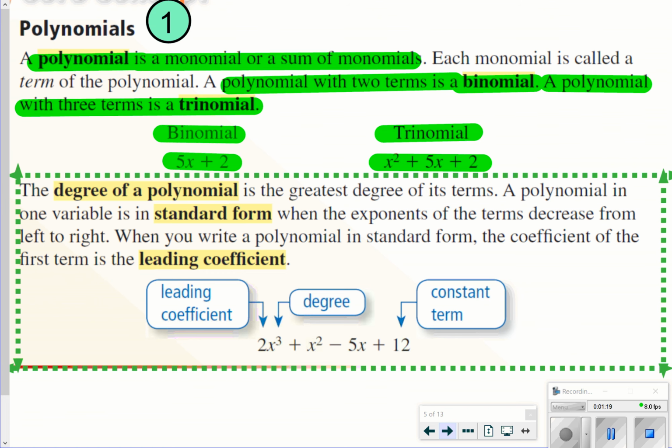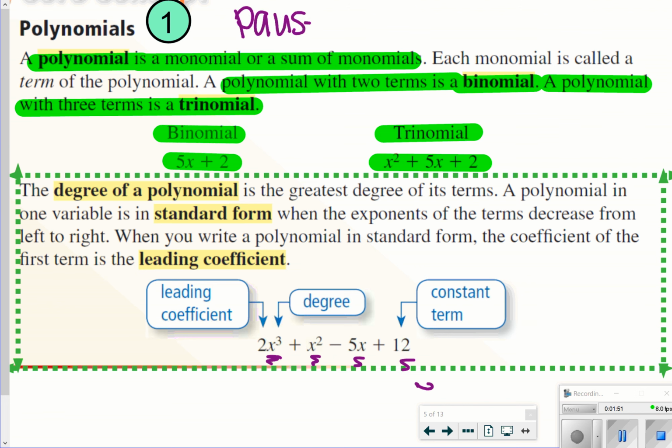So just make sure, if you're noticing here in your example, we have 2x to the third first, and then x to the second is next, and then x, and then a constant. And we've kind of talked about this throughout the entire year too. And then the leading coefficient is just the coefficient of the term with the highest exponent. Let's go ahead and take time now to pause the video here and write down what you see on this slide for number 1. And then once you're done, click play so you can see how it's done.